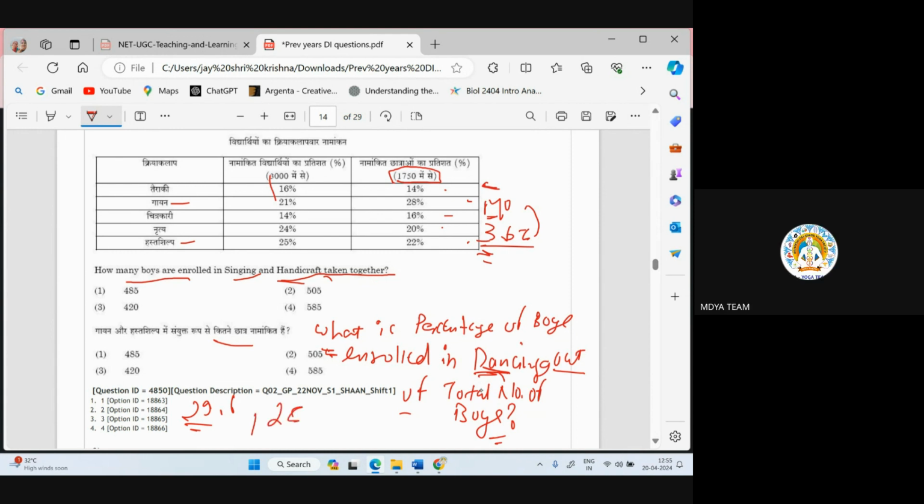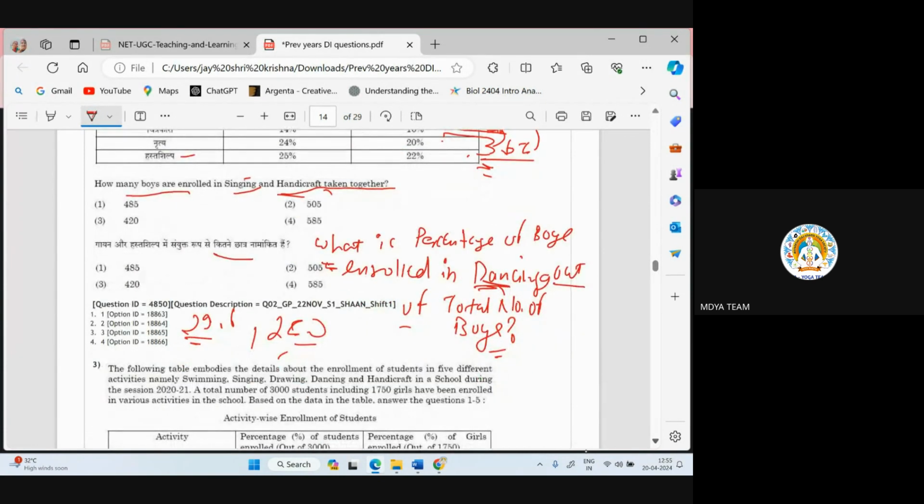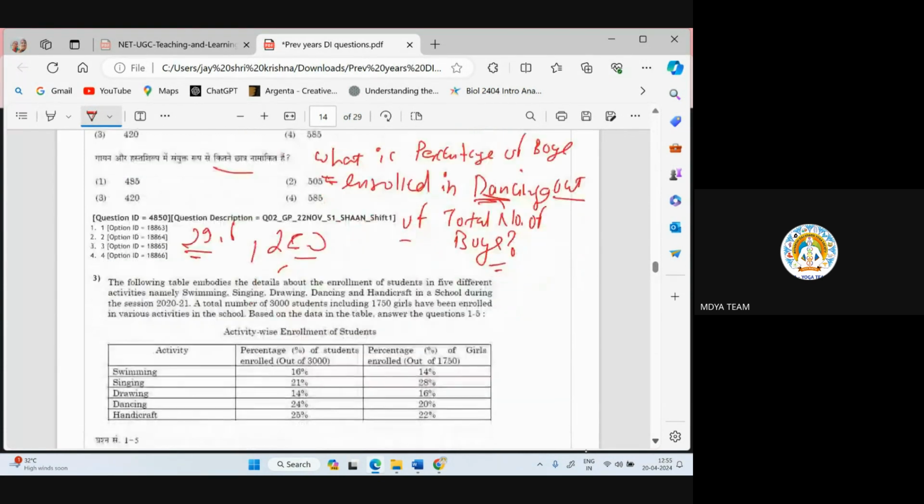Or you can also calculate from here. The same thing I was telling at that time: you can calculate like this, or you can calculate like that. So 1250 was the total number of boys. Then you have to calculate the number of boys enrolled in dancing, and from that you can calculate the percentage. Understood this question?